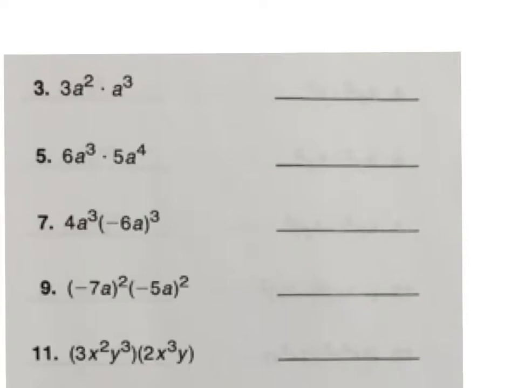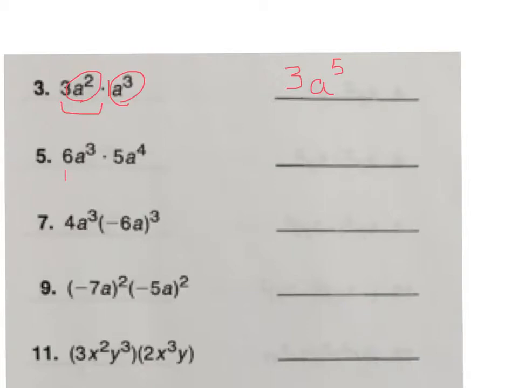Add them. Now, the coefficient of a cubed is 1. There's an understood 1 there that's not written, right? And so here's what you do. 3 times 1 is 3. And then you do a squared times a cubed, which is not a to the 6th power. It's a to the 5th power. And so there's your answer on that one.